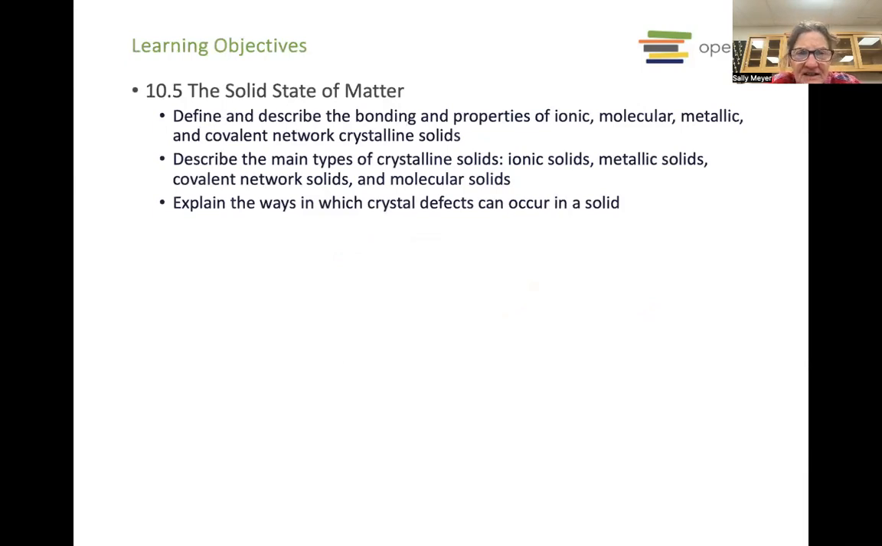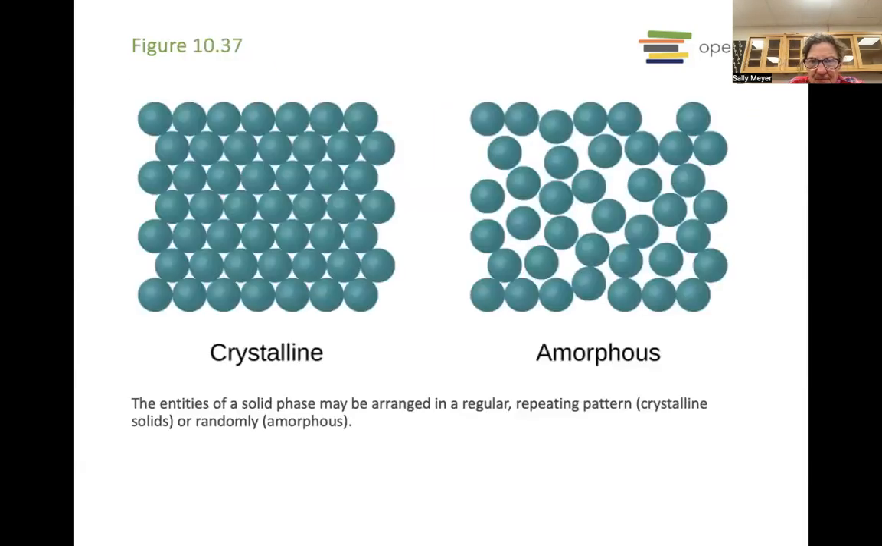So this is our last section, the solid state of matter. We want to talk about the bonding and the properties of ionic, molecular, metallic, and covalent network crystalline solids. We want to describe the types of crystalline solids, ionic solids, metallic solids, covalent solids, and molecular solids. And we want to explain the ways in which crystal defects can occur in a solid.